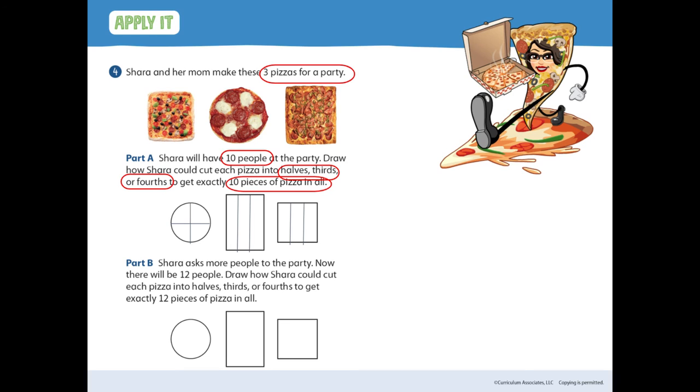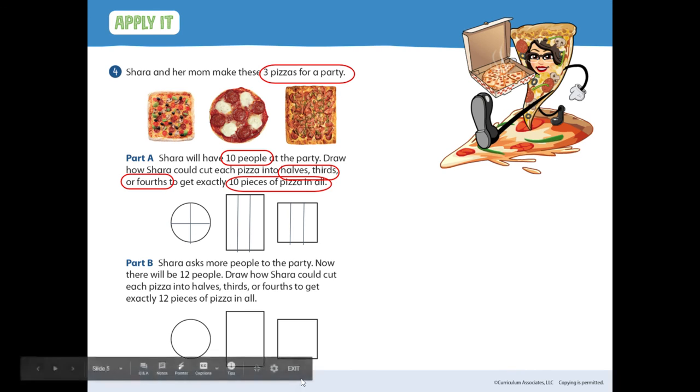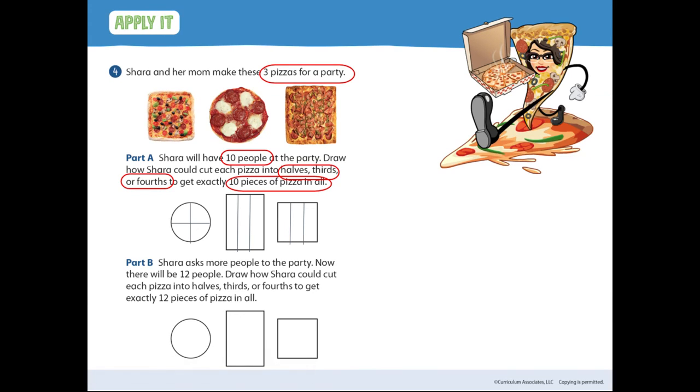Kiss your brain. And if you did it differently, go grab your animal or your stuffed animal and explain to them how you solved the first part of the problem. Part B, guess what? That is your job. Shara asks more people to the party. Now there are 12 people.